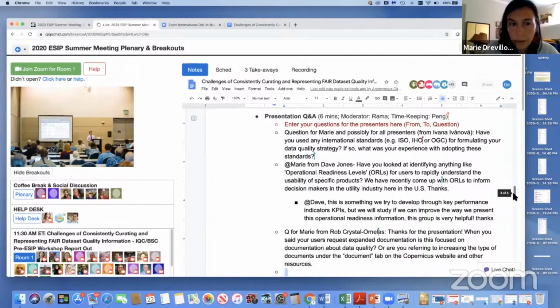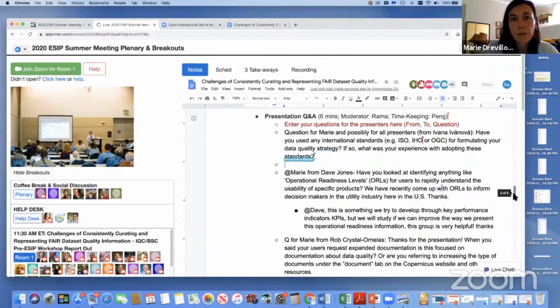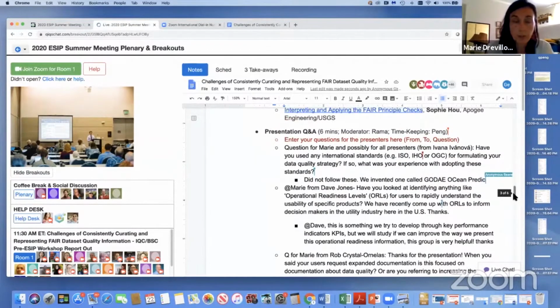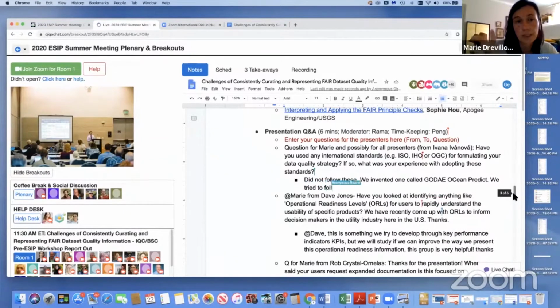We did not follow such standards, ISO norms, or we invented a new one for operational oceanography based on the work of an operational oceanography community called Godet Ocean Predict. And we did follow, I think, the way the project management and the way quality is ensured in space projects. So we tried to follow the same type of project management and quality assurance.